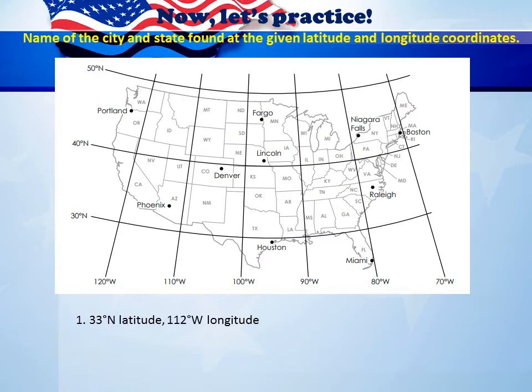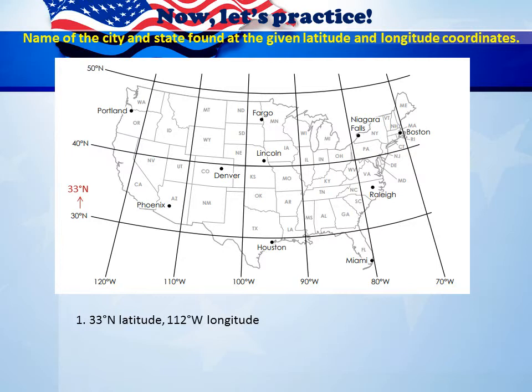First thing you have to do is look for the line of latitude. Here we have 30, 40, and 50, right? Next, what you have to do is estimation. Which number do you think is closer to 33? Yes, you're right. It's next to 30. Let's put it there for your reference.